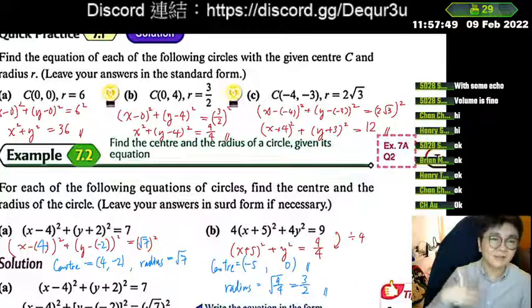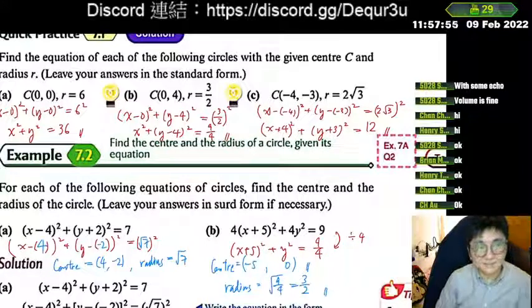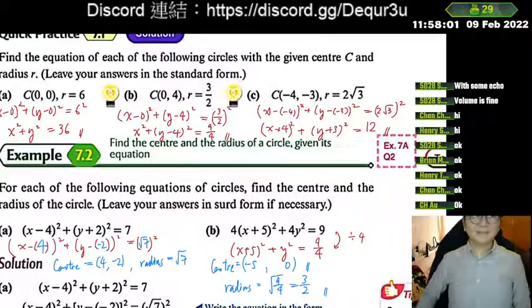So this is the reverse process. That is, you are given the equation, how do you get back the information, that is the center and radius. So is it okay? Is it okay to you? This is in fact mostly the thing I want to talk about for today.